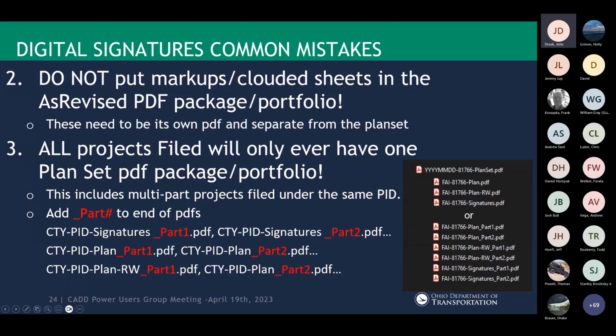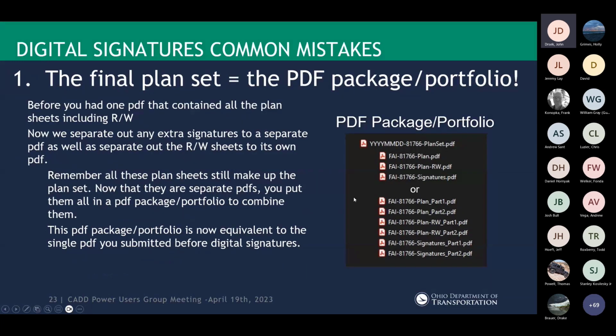Just to clarify, what we've seen is people confusing the plan set. For some reason they're thinking that this plan set is not the PDF package and portfolio, but just the plan PDF inside of it, where that plan PDF is just a part of the plan set. So I just wanted to clarify that the PDF package is your plan set, which contains all of the sheets that make up that plan set, right? That's why it's the plan set. But I've just noticed that confusion the past couple of months, so I wanted to clarify that. Continue. Okay.